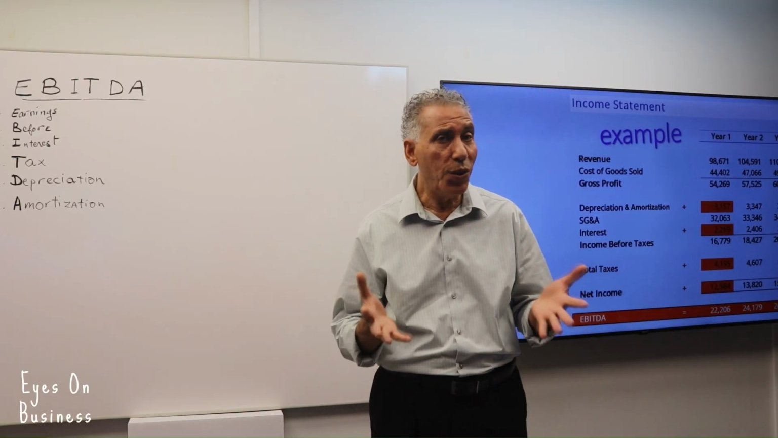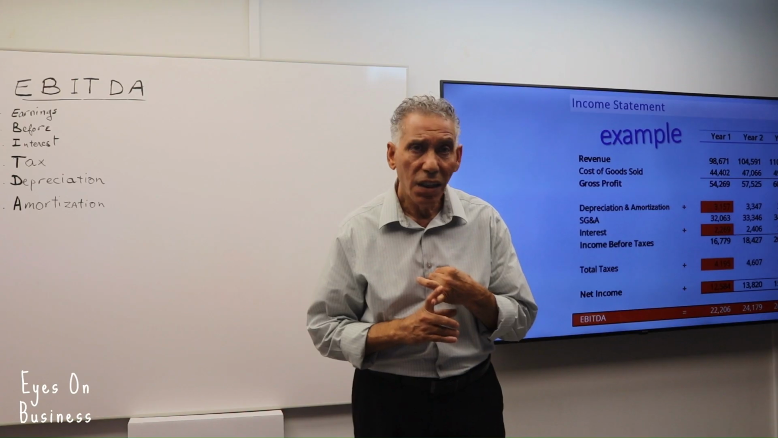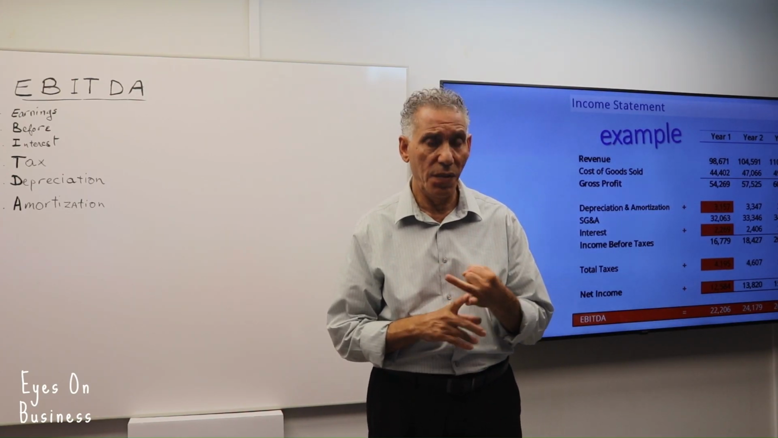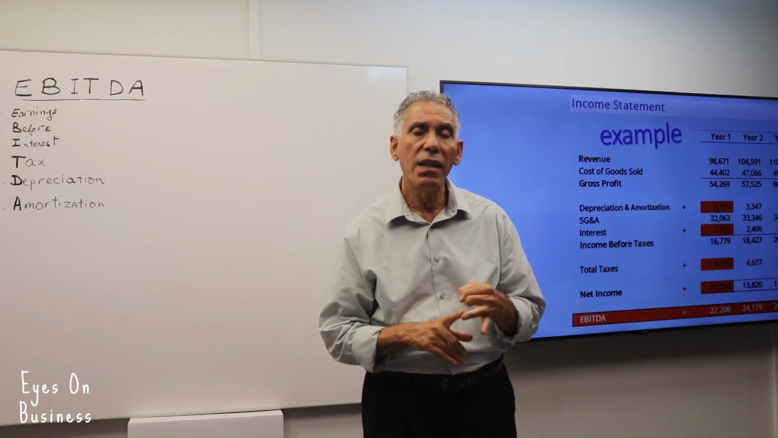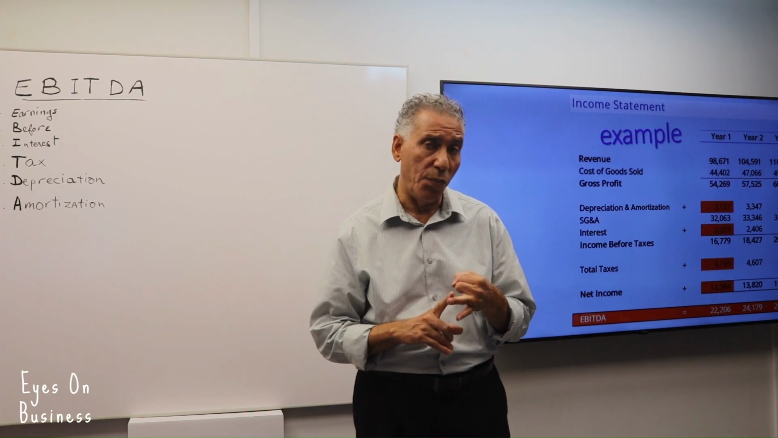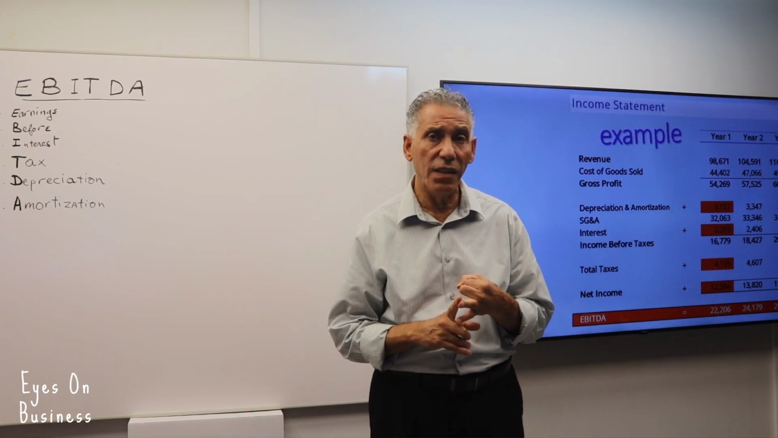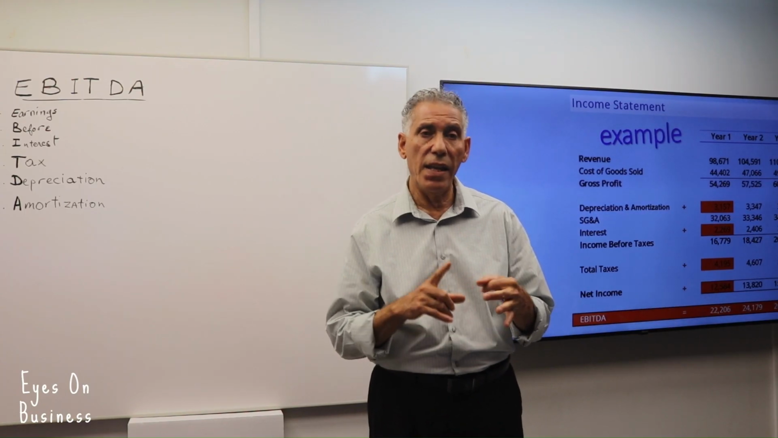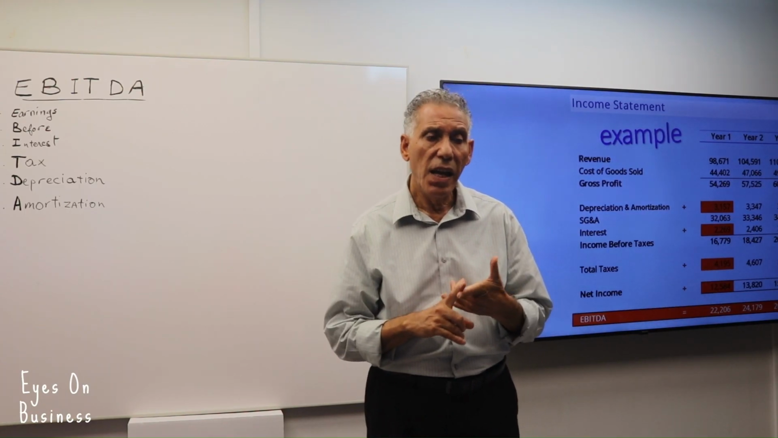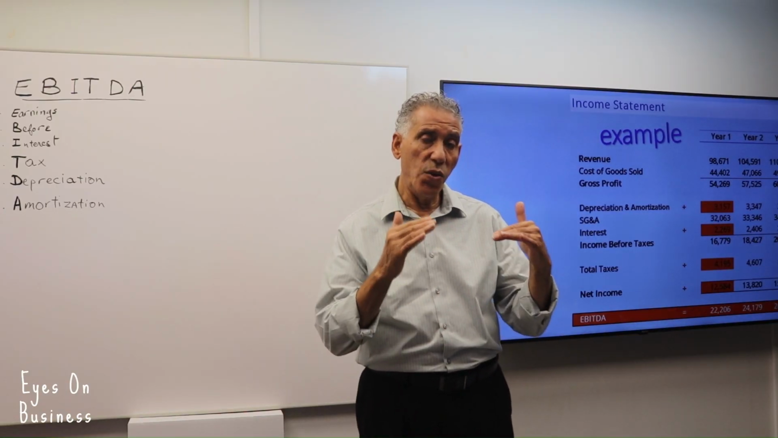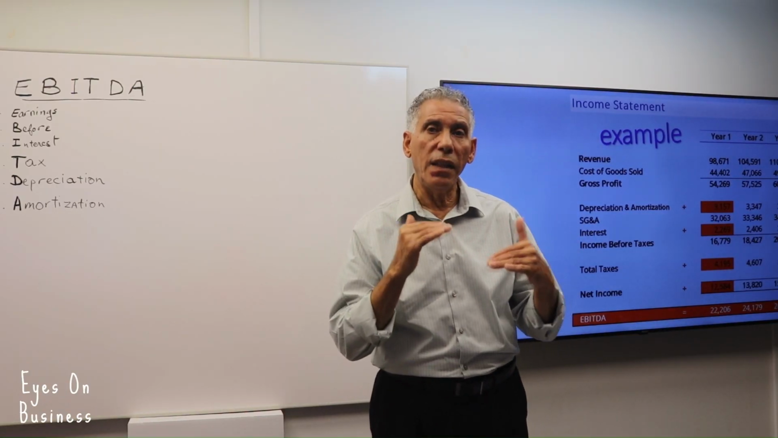In order to know your net income, you will need your revenues and deduct the cost of goods sold. Okay? And you get gross profit. After that, you're going to deduct your depreciation and amortization, the overhead expenses, the interest, and the tax. Okay? And you get your net income.